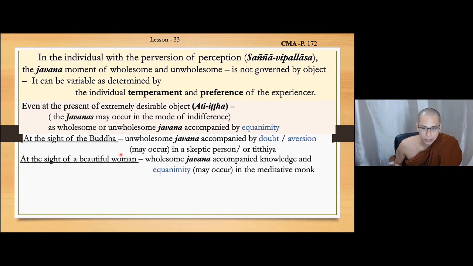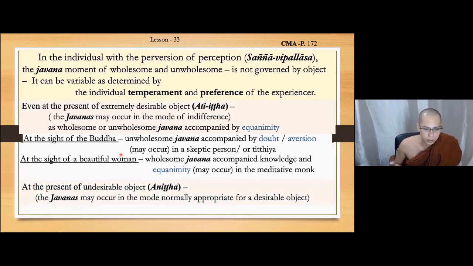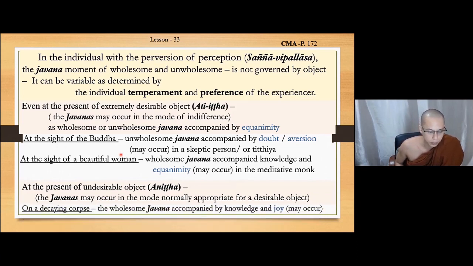So here this change means, according to the object, the registration is like this. Identification of registration is necessary for the Puthujjana and Sekha trainees, those who have the perversion of perception, sanya vipallasa. For the arahat who does not have the sanya vipallasa, it is not different in that way.